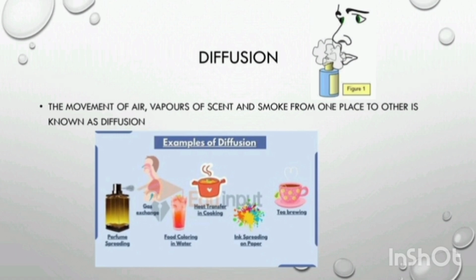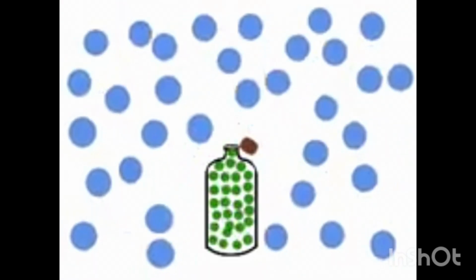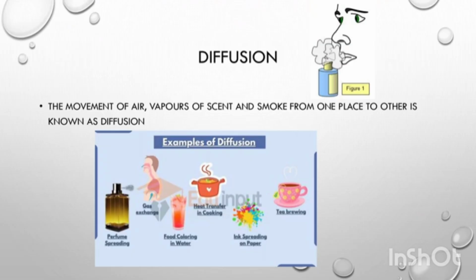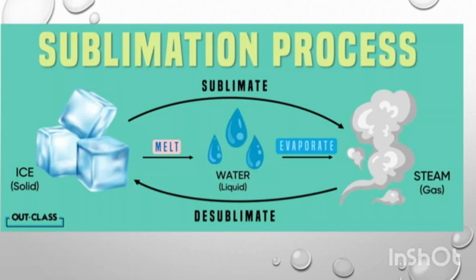Next is diffusion. Diffusion is nothing but the movement of air, water vapor, or of scent and smoke from one place to another place. An example of diffusion is, suppose you open a bottle of scent in any room, it will smell throughout the room. Why? Because the particles in the bottle will spread into the whole room. So that's why you're able to smell it.